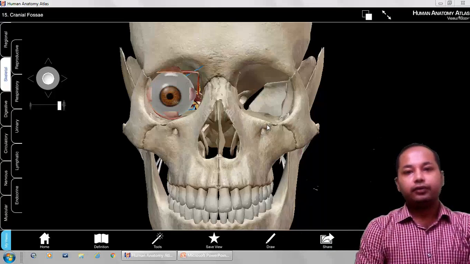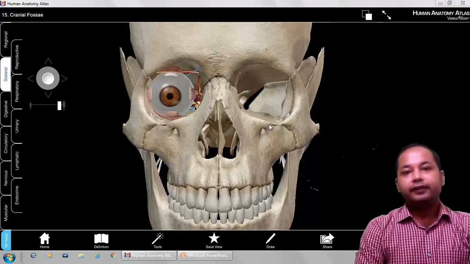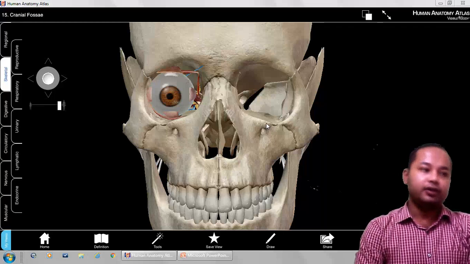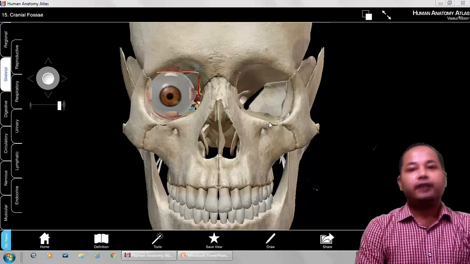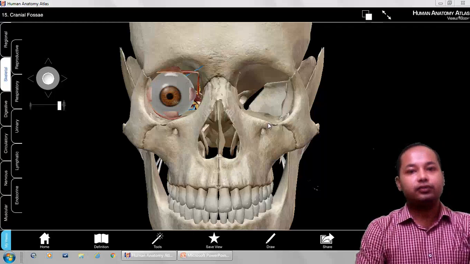Today we are going to discuss the orbit and its contents. I will try to describe the orbit and its contents with the help of this animation as far as possible. If you have any doubts, then you should post them in the feedback, about the things that you have doubts, so that I can discuss them more clearly in the next classes.